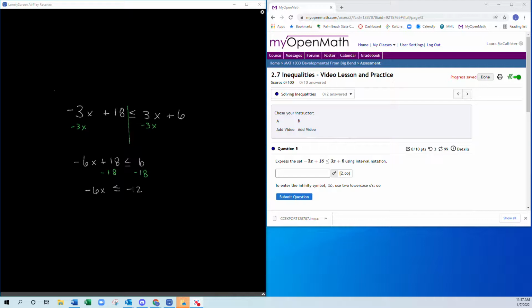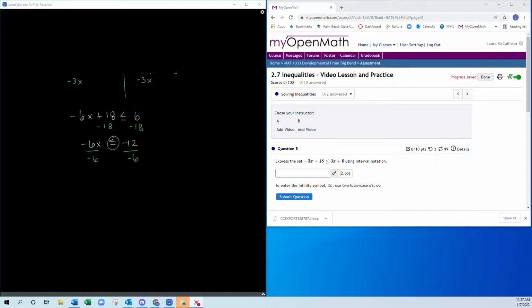Now at this point, I need to divide both sides by negative 6. Whenever I divide an inequality by a negative number, I need to make sure I flip the direction of the inequality symbol, the one that I circled in green. So negative 6 divided by negative 6 is just going to be a positive 1x. I flip the direction of the inequality symbol, and x is greater than or equal to 2.